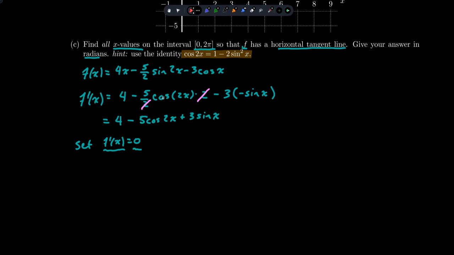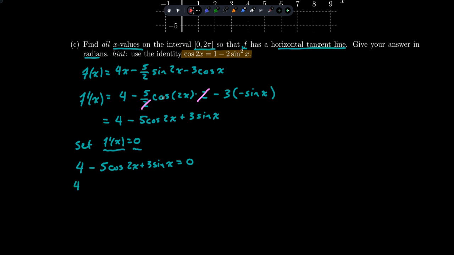So normally we would just go ahead and set this equal to 0. We'll do so now. We get 4 minus 5 cosine 2x plus 3 sine of x needs to equal 0, but I'm going to have a hard time trying to solve this trigonometric equation here. And so this is where I think I'll use this hint that the cosine of 2x is equal to 1 minus 2 sine squared x.